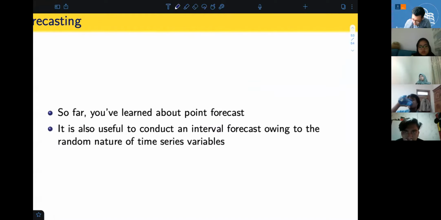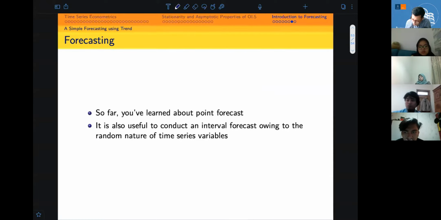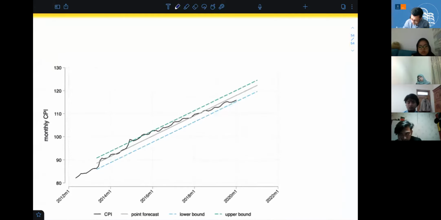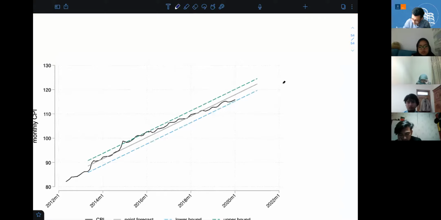Again, not only do we care about the point forecast, we're also interested in looking at the interval forecast. Why are we interested in the interval forecast? Because of the random nature of time series variables, okay? Not only are we interested in the point estimate, this is the point estimate, but we're also interested in looking at the interval estimate, okay? So this is the idea of forecasting.